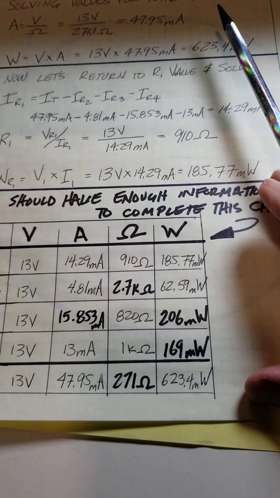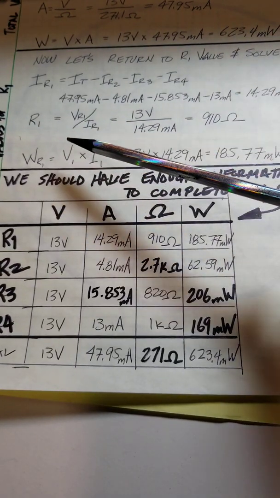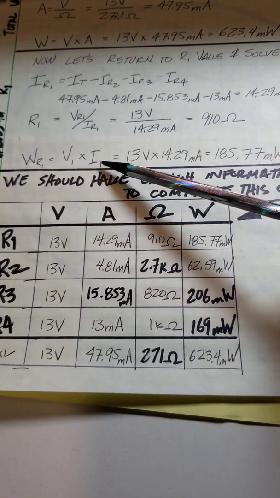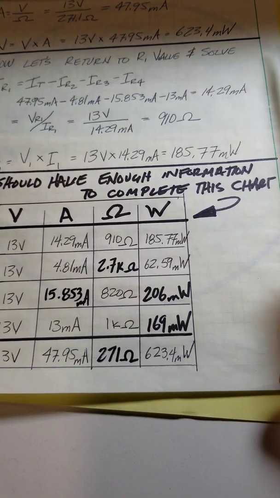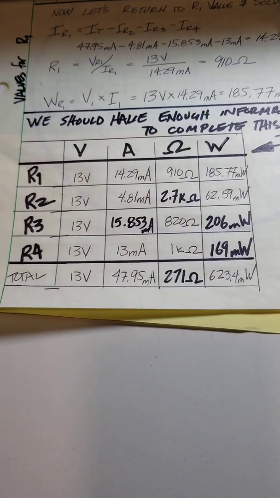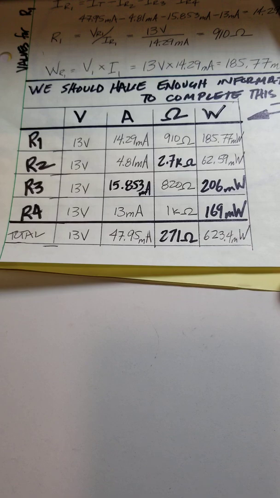And then we just finish line 1 by taking the power, which is equal to the voltage times the current of the values on R1, and that's what I've solved here: 185.77 milliwatts. If you look at my chart here, this correlates to how we solved the chart.